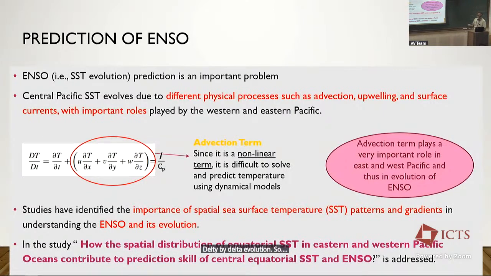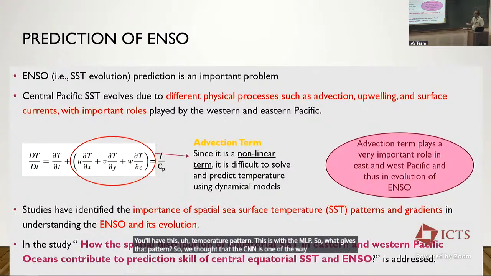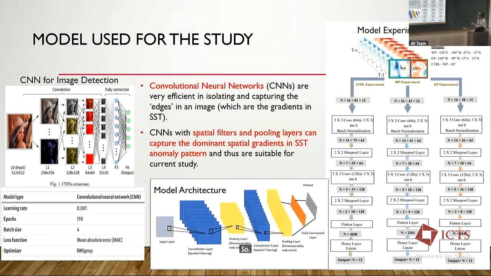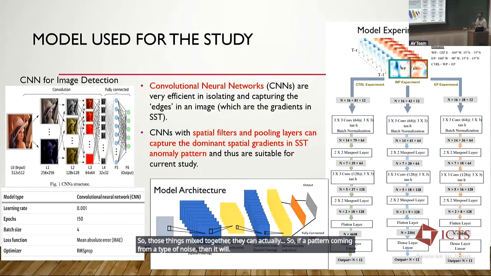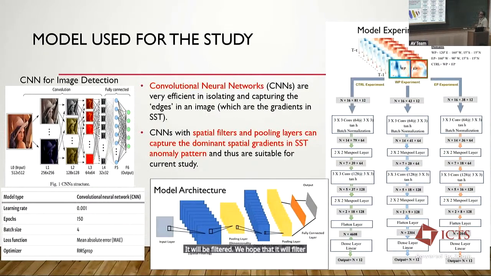So we thought that a vanilla CNN would be very easy for us to understand, because the CNN will give you the surface SST patterns, and then you will have this temperature pattern. This is with the MLP. So what gives that pattern? We thought that the CNN is one of the ways to go. As I have discussed with CNN, there are different types of objects like a hat and a human. Those things are mixed together, so if a pattern comes from noise, it will be filtered. We hope that it will filter, because in a machine learning model, if it works, it's good. If the filtering is done in that way, it is good.